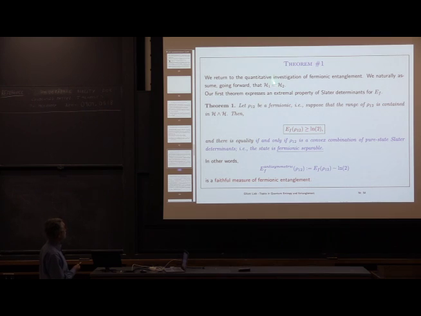We return to the quantitative investigation of fermionic entanglement. We naturally assume that H1 and H2 are the same because, of course, they're fermions, they're indistinguishable.